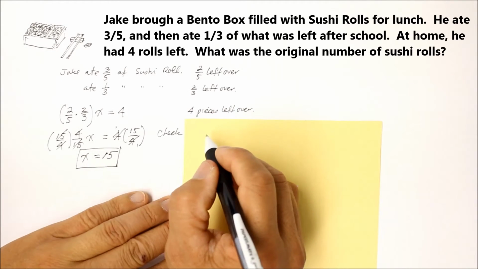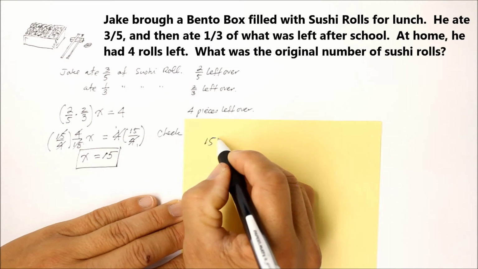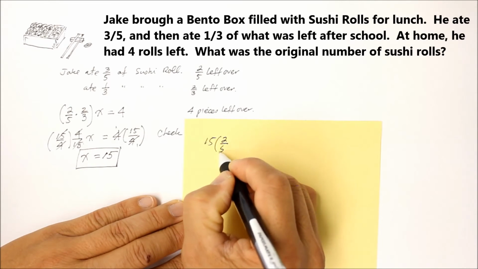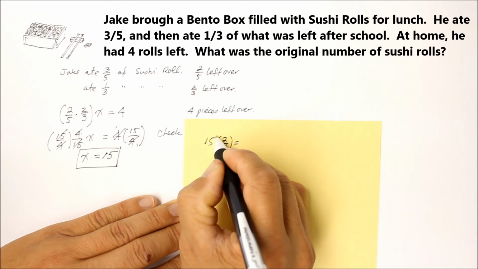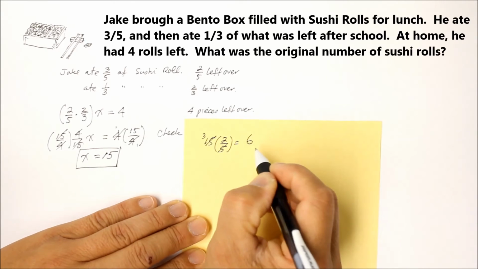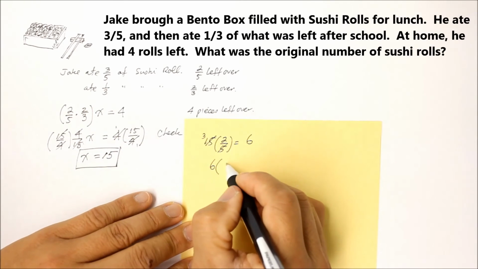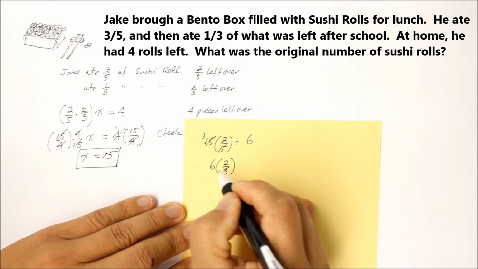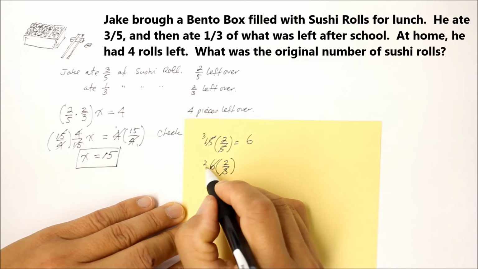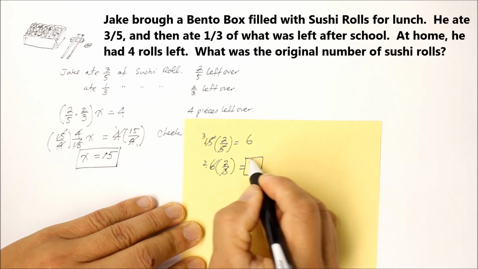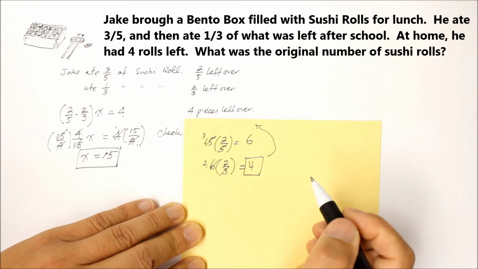So let's check. We have 15 pieces. Out of that, we have 2/5 left over. So 5 reduces 15 3 times. That's 6 pieces left over. And out of that, we eat 1/3, or so we have 2/3 left over. 3 reduces 6 2 times. So 2 times, there it is. That's the 4 pieces left over. So that's correct.